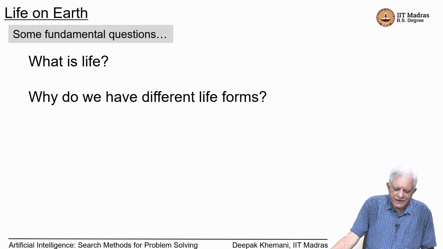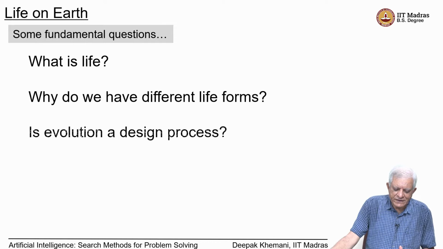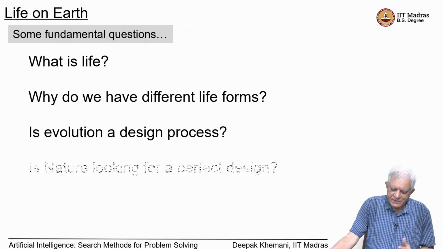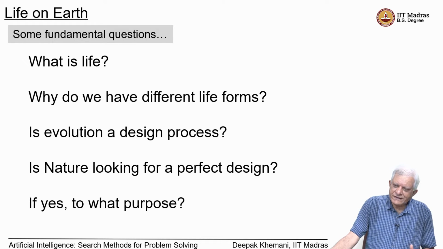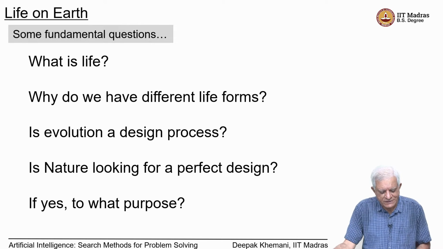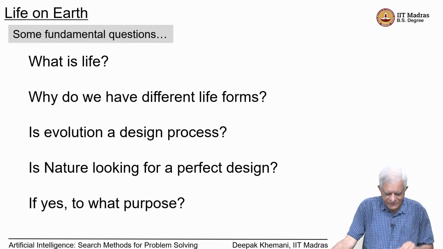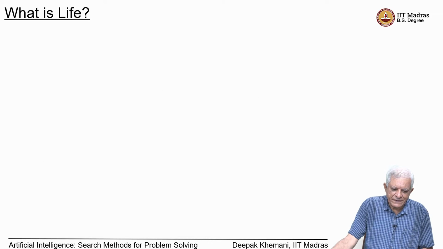Why do we have different life forms essentially? Okay, and is evolution a design process? Is nature trying to design some perfect creatures or something like that essentially? And if yes, then what is the purpose? Is there a purpose to nature? I mean, these are all philosophical questions, which kind of lead us to thinking about what's really happening in nature essentially.